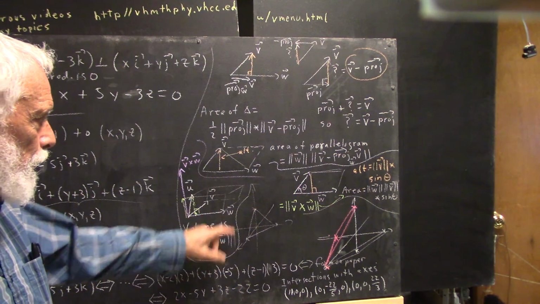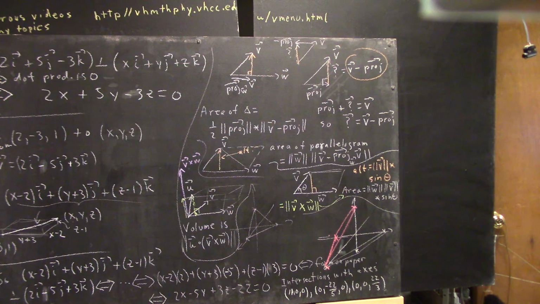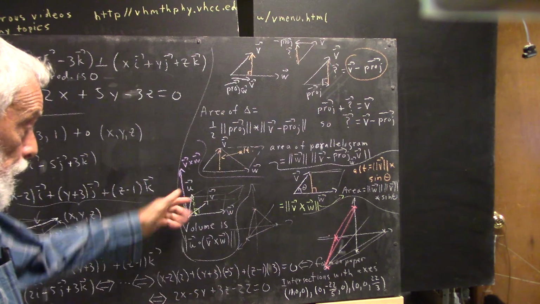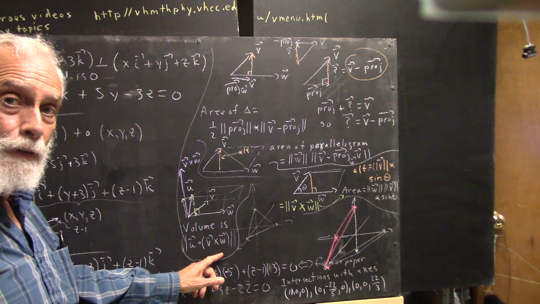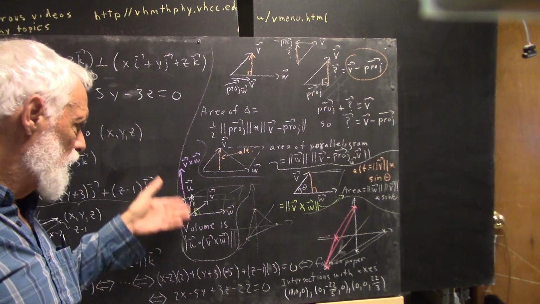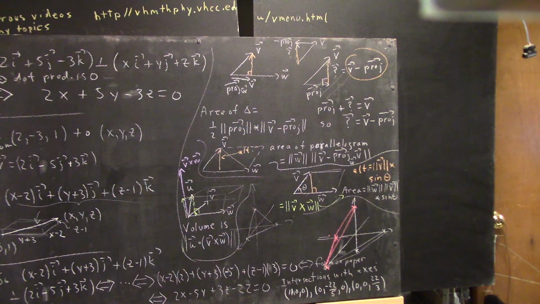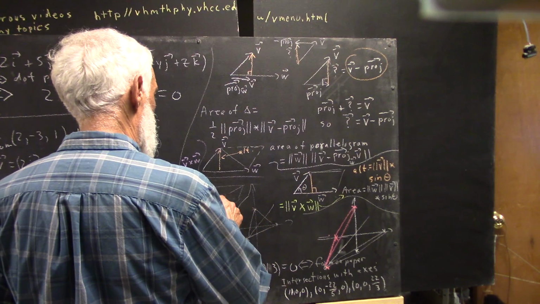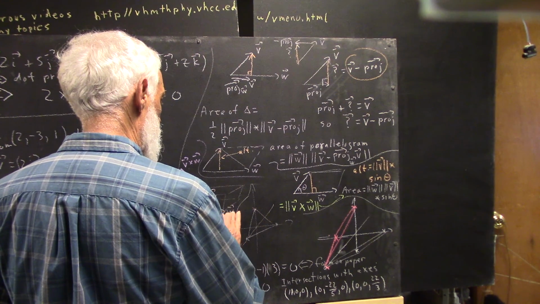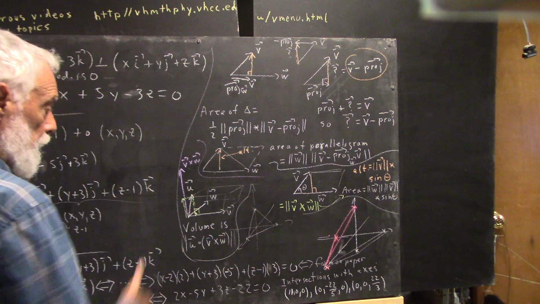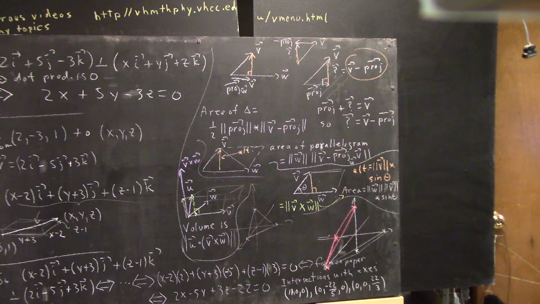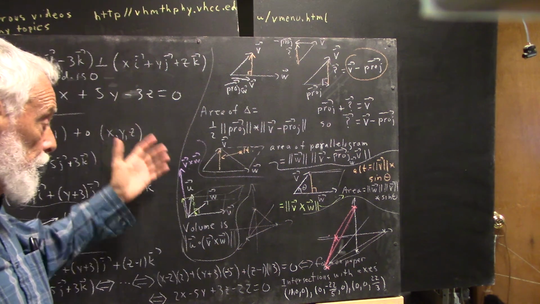If W was here and V was here, then, and actually I kind of wrote that wrong. V cross W, if V is here and W is here, would be down this way. In any case, the volume is this, and since I drew that arrow in the wrong direction, I can fix that real easily. Now this vector is W, this vector is V, so the V cross W is in this direction. So you can think through exactly how that works out.